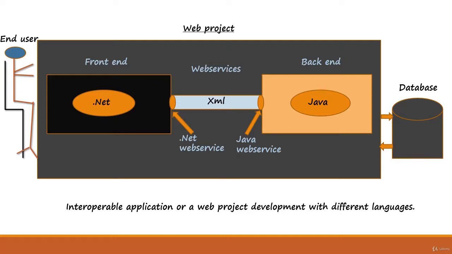We have .NET web services and Java web services. After the request is forwarded to the backend, it will hit the database, then the response will be forwarded to the backend. After that, the response goes through XML. Web services will convert the Java data to .NET by using XML. After that, the response is visible to the end user.